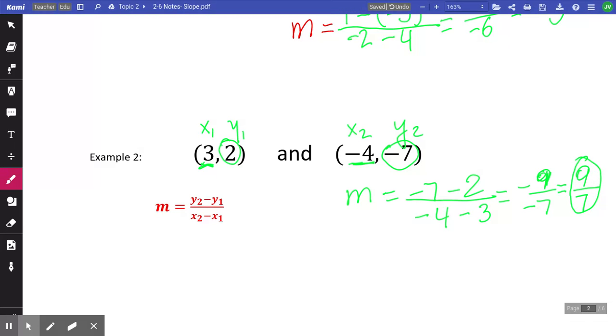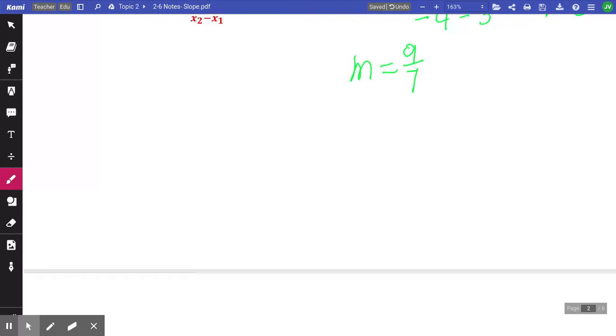Even though it is an improper fraction, you still leave it like that. You don't turn it into a decimal. You don't turn it into a mixed number. You leave it as an improper fraction. So m equals 9/7 means 9 is the rise and 7 is the run. Means that the 2 points vertically are 9 units apart. Horizontally, they are 7 units apart. That's what it means.